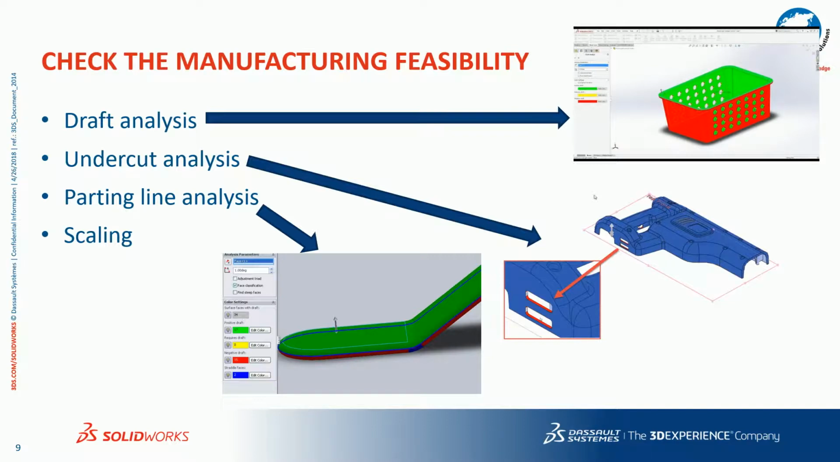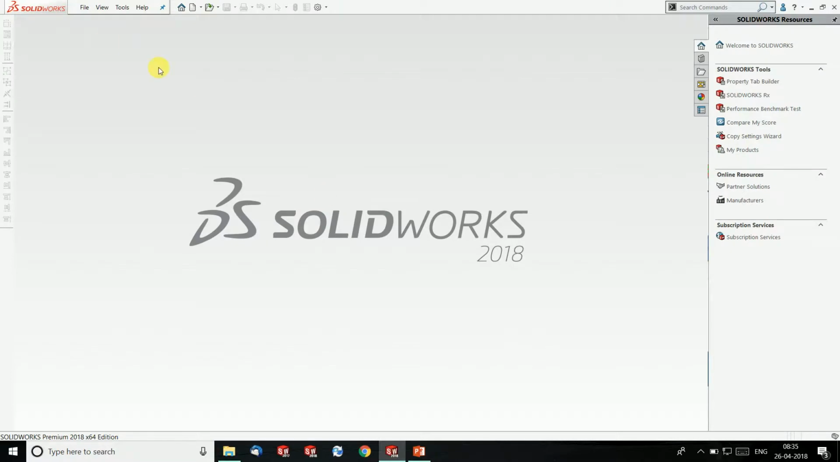Is it properly designed for displaying the core and cavity part in a proper way or not? You just want to find that out, right? So here we have predefined analyses like draft analysis, undercut analysis, parting line analysis, and if you want to scale your component to provide shrinkage allowance and other allowances, you can also do that. These help you with the predefined analysis for your mold component to improve your day-to-day productivity. So let me take you into the software.